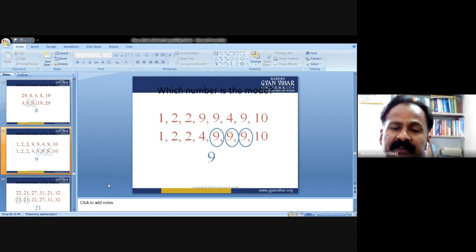So which number is having the higher frequency? 9 is having the higher frequency. Higher frequency means the repetition, okay? Whenever I say the word frequency, that means the repetition. So 9 is having the higher frequency, so 9 is the mode of the series. Clear?